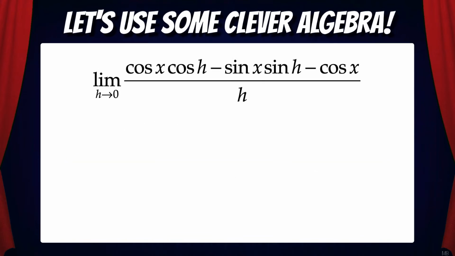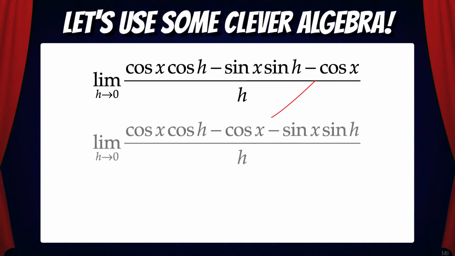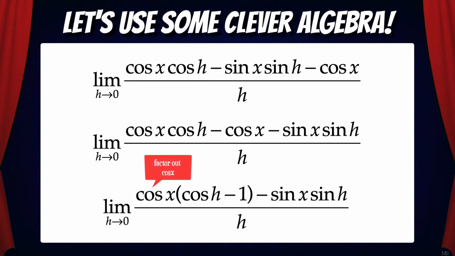Now we're going to use some clever algebra. Let's swap the cosine x and the sine x sine h terms. Then we can factor out a cosine x. That leaves us with the limit as h goes to 0 of cosine x times (cosine h minus 1) minus sine x sine h, all over h.